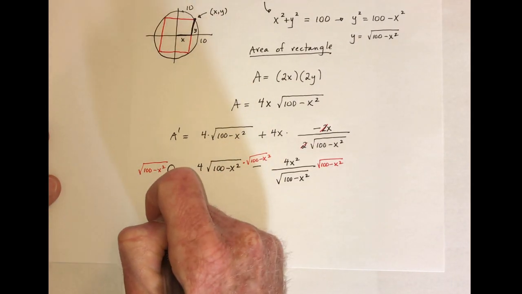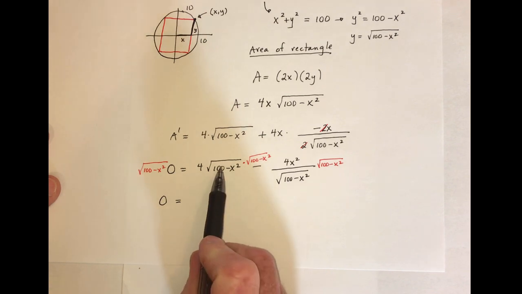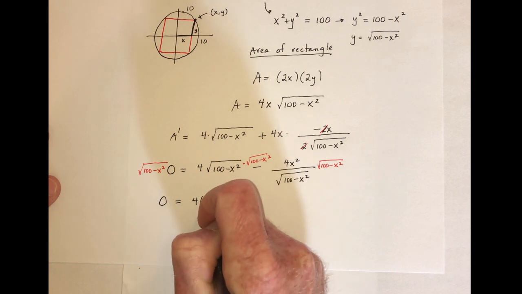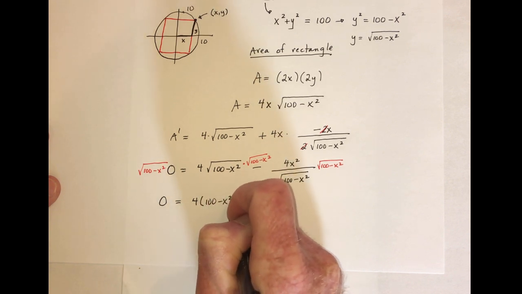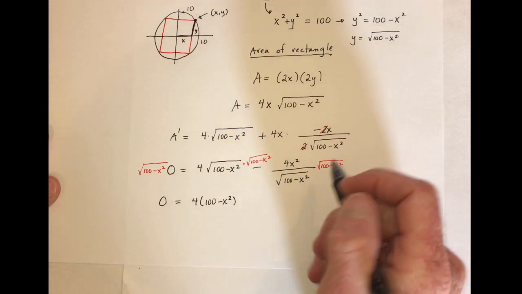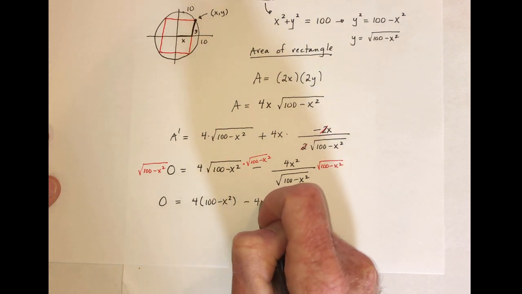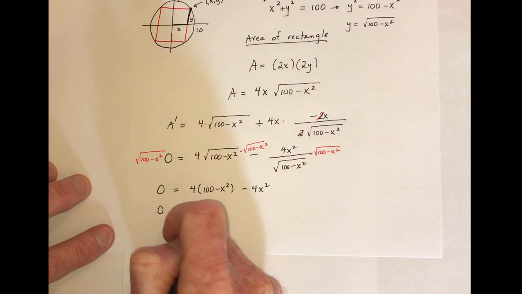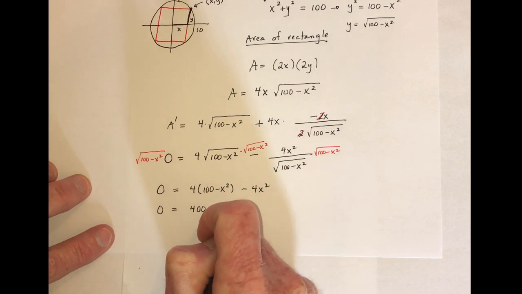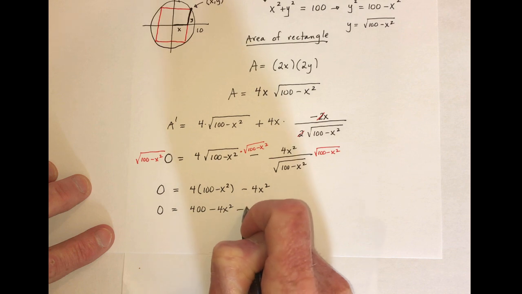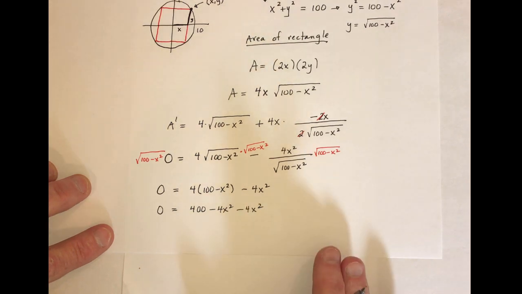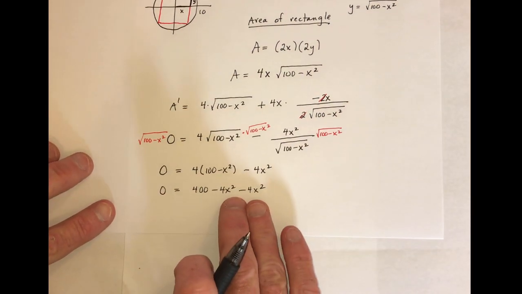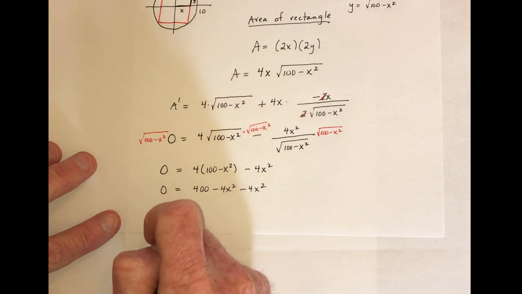So on the left side, that just stays 0. With this one, it will be a radical times a radical, so that gets rid of the radical. So it's just 4 times 100 minus x squared, no more radical. And over here, they cancel, so then it's going to be minus 4x squared. And then we're almost done. So distributing, this would be 400 minus 4x squared minus another 4x squared. And then we could combine the 4x squareds, that would make negative 8 of them, and then add that to the other side.